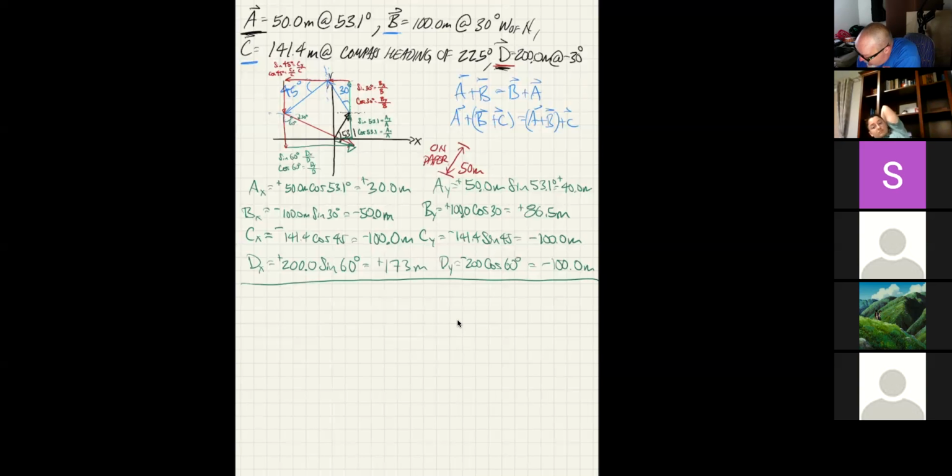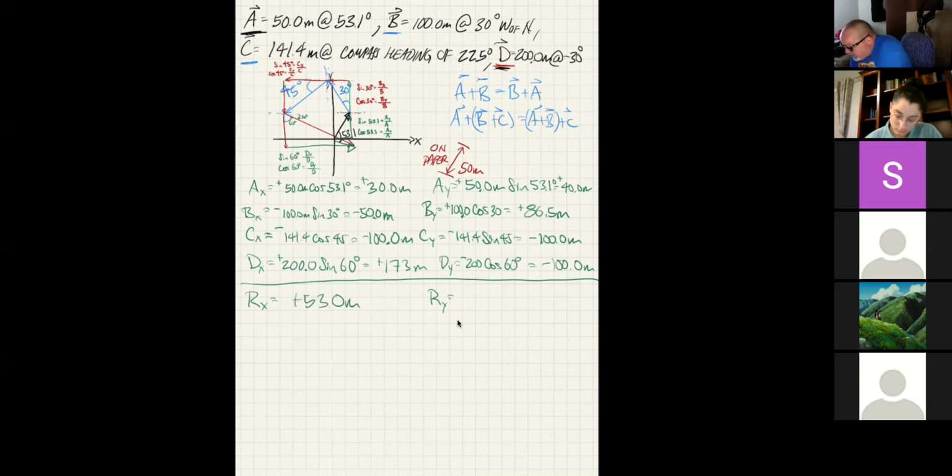So now I'm going to add up all these, and that will give me R sub x, and I add up all these, and that'll give me R sub y. Remember, R being the resultant. So I got 30 minus 50 is negative 20, negative 120. So this is positive 53.0 meters.